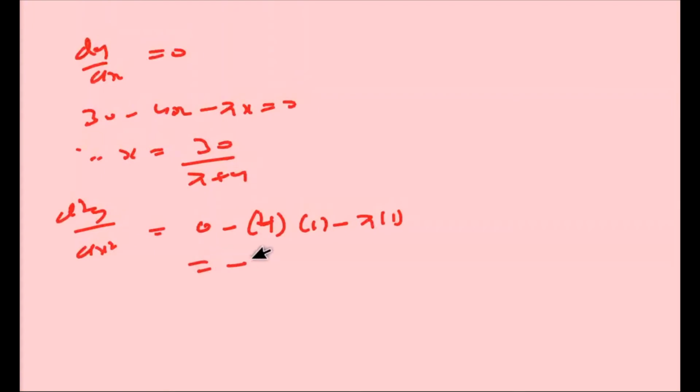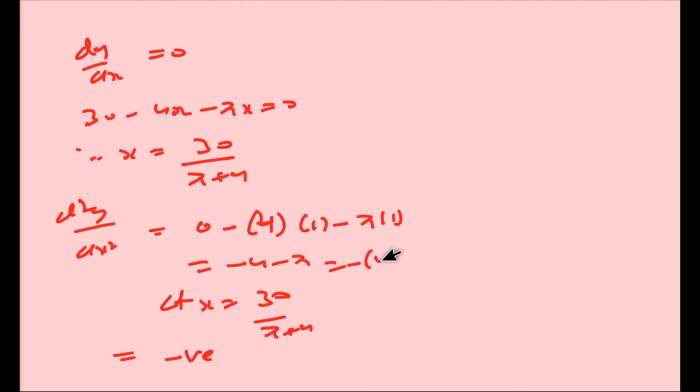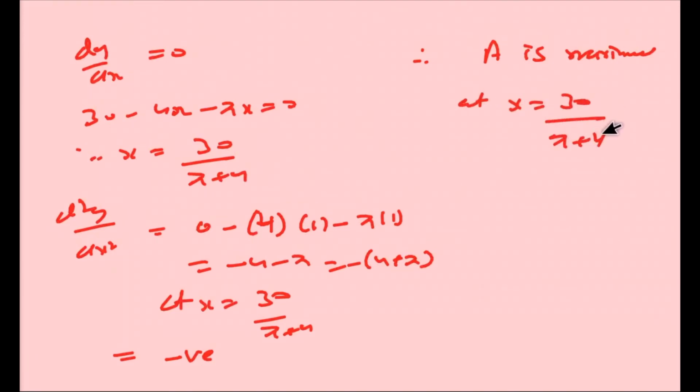Equal to minus 4 minus pi at x equal to 30 upon pi plus 4, it is equal to negative. Putting this value here, x to the power 0 here. So it is negative, putting this value. Hence we can say area is maximum at x equal to 30 upon pi plus 4.